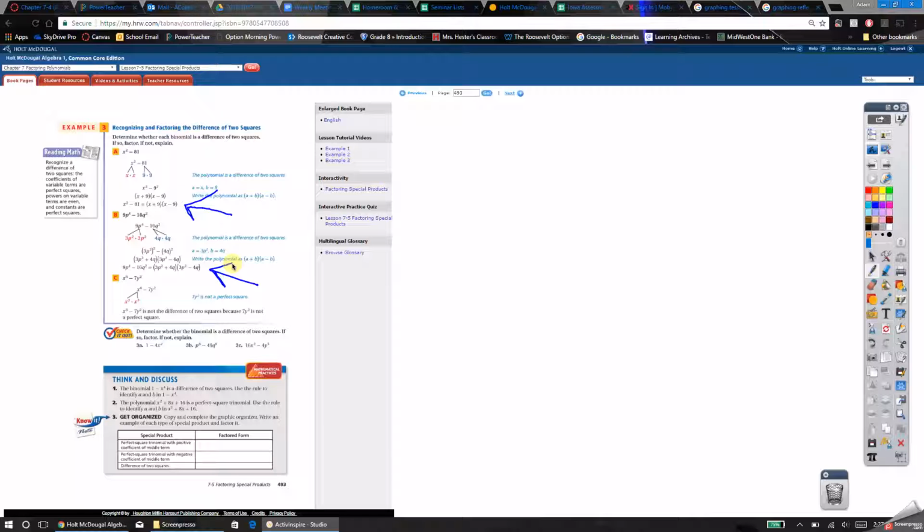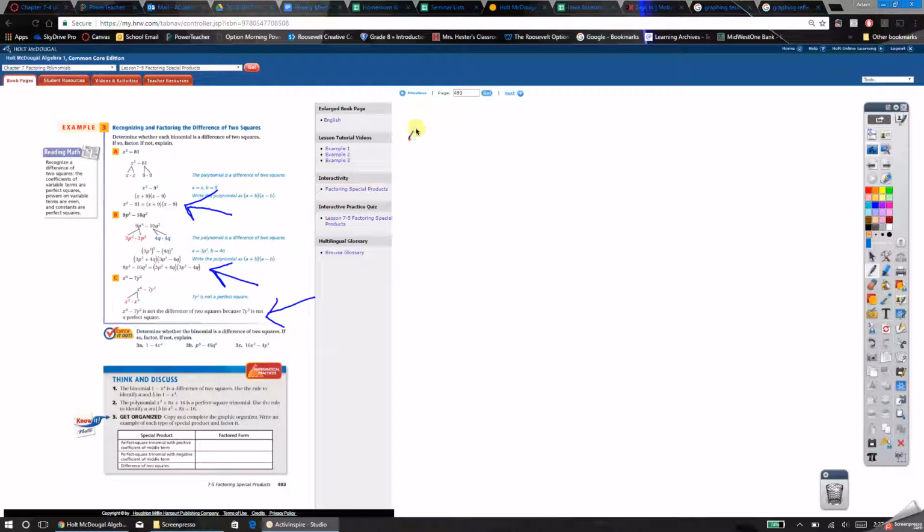C, that's x to the sixth. The square root of that would be x to the third. And negative 7y squared is not possible because negative 7 is not a perfect square. Therefore, you cannot do it. It is not the difference of two squares, and they do a good job of pointing that out here. The check it out says determine whether the binomial is a difference of two squares. If so, factor. If not, explain.